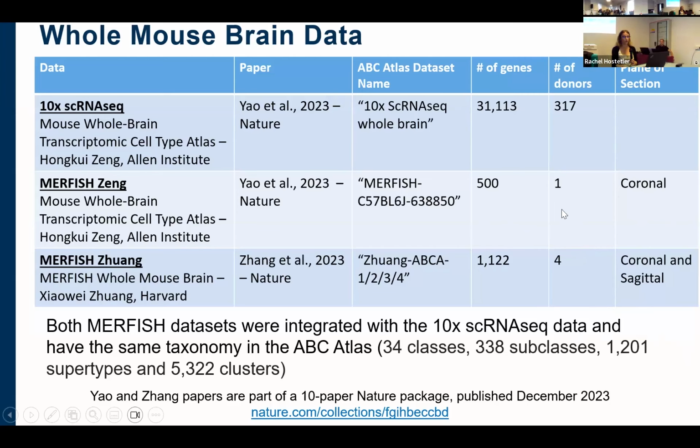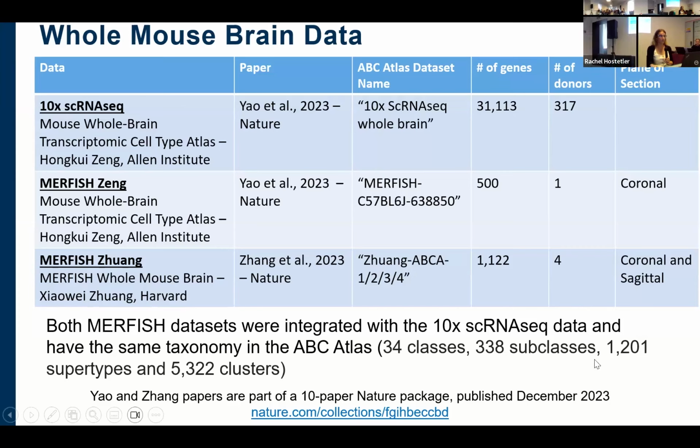So currently in our atlas, we have 1 spatial brain from the Allen Institute that's in the coronal section, and there are 500 genes that were used for that experiment. And then from Xiaowei Zhuang, that spatial data has over 1,000 genes, and there are 4 different mouse brains, and we have both the coronal and sagittal sections. But they were integrated with the same single cell data set. So they have the same labels of those different classes, subclasses, supertypes, and clusters.